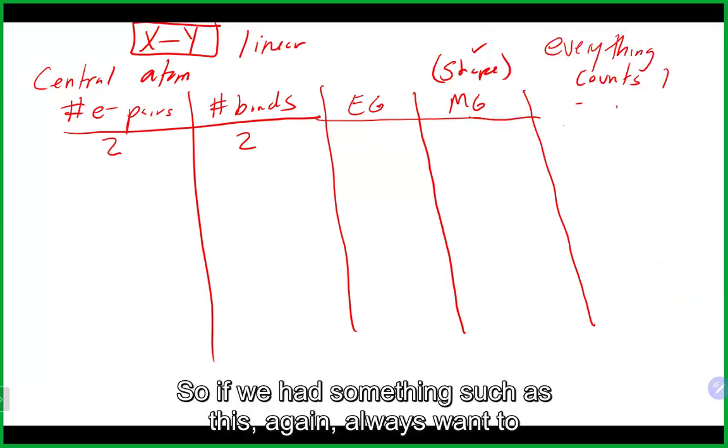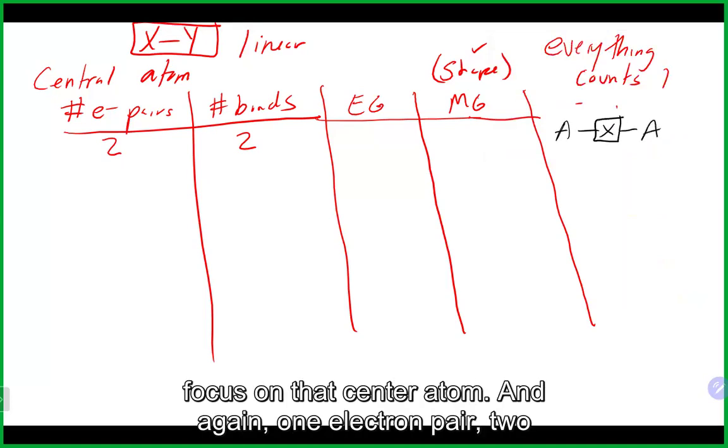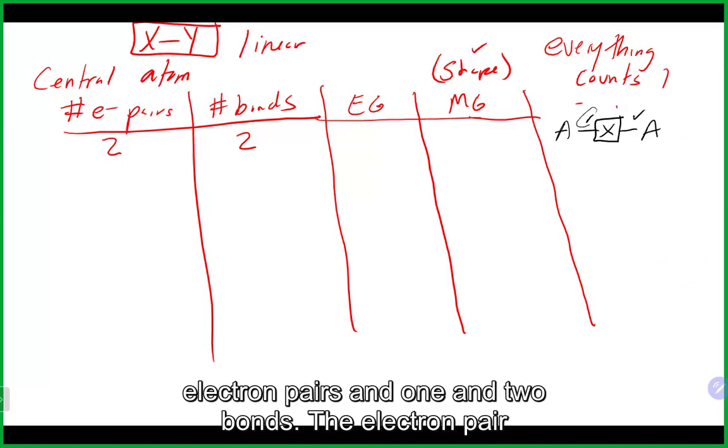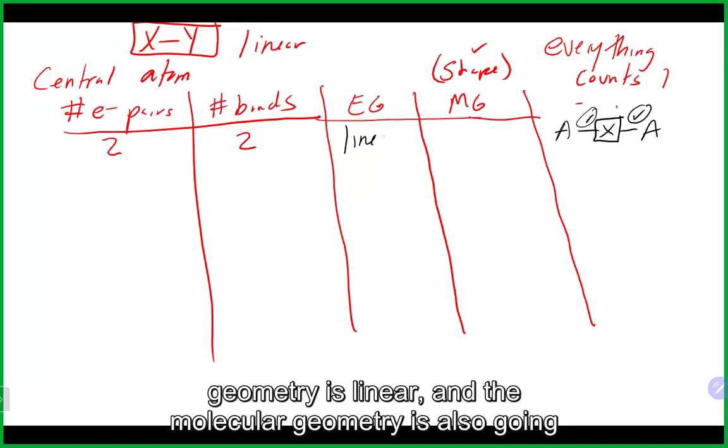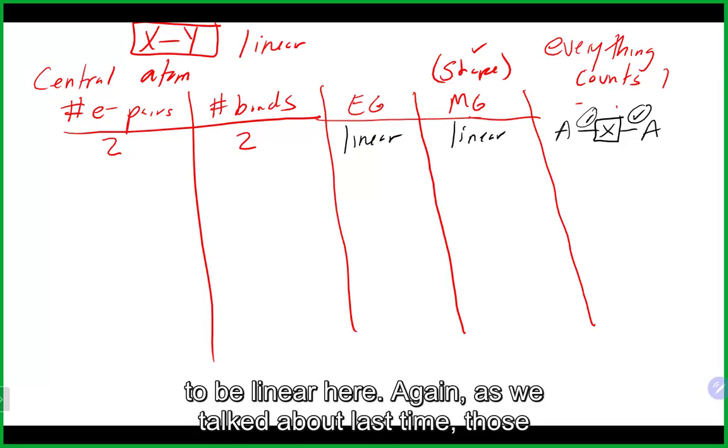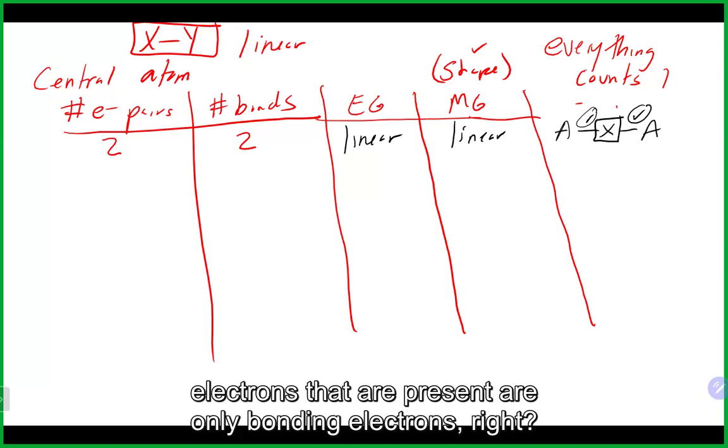So if we had something such as this, again, always want to focus on that center atom. And again, 1 electron pair, 2 electron pairs, and 1 and 2 bonds. The electron pair geometry is linear, and the molecular geometry is also going to be linear here. Again, as we talked about last time, those electrons that are present are only bonding electrons, right?